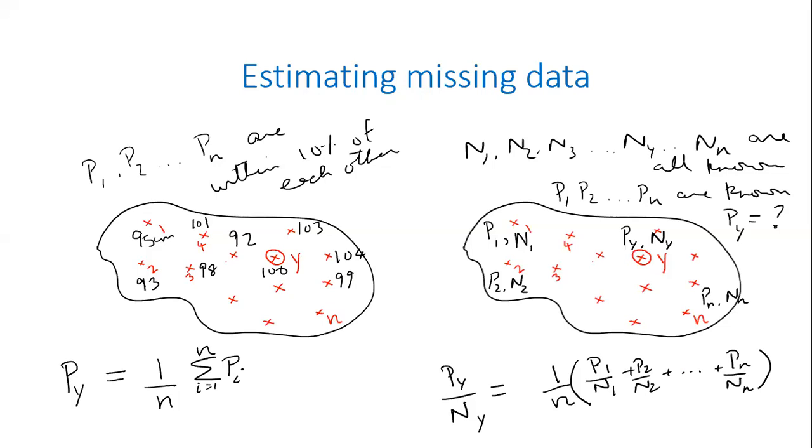N1 is the normal rainfall received at location 1. P1 is the actual rainfall received at location 1 for this given year. I'm taking the ratio of P1 by N1 and doing that for all the locations: P1, N1, P2, N2, P3, N3, Pn, Nn. So let us say N1 is 100 and P1 is 105. Let us say N2 is 95 and P2 is 98.